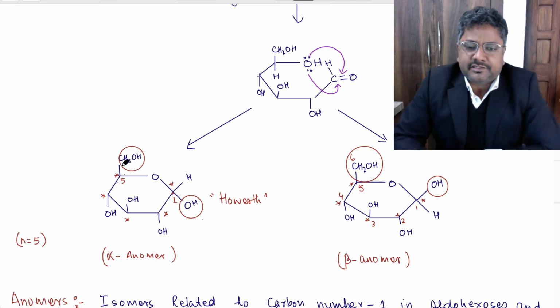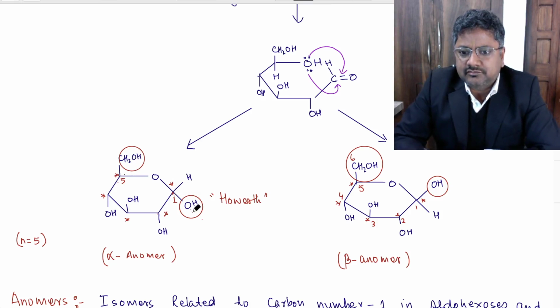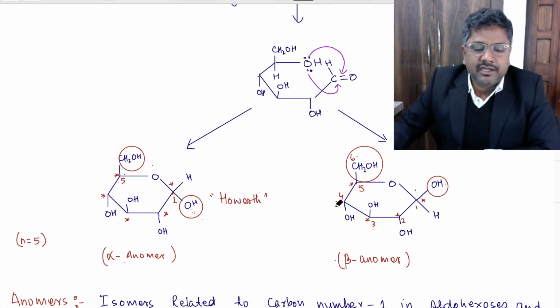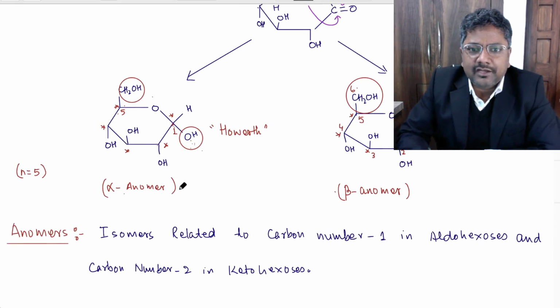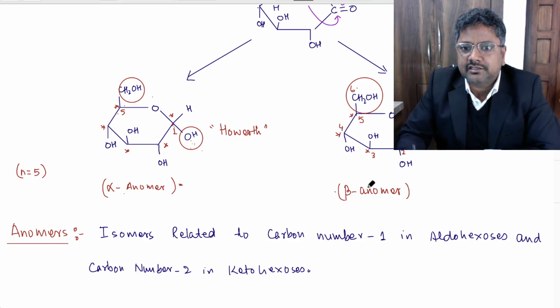So this carbon number 5 and carbon number 1, if the bulkier groups are opposite, then this is alpha. And if they are on the same side, then it is beta, irrespective of in what form they have given this. Clear to everybody? Okay, good. And so in the alpha anomer, C1 and C5 bulkier substituents are opposite, and in beta they are on the same side.